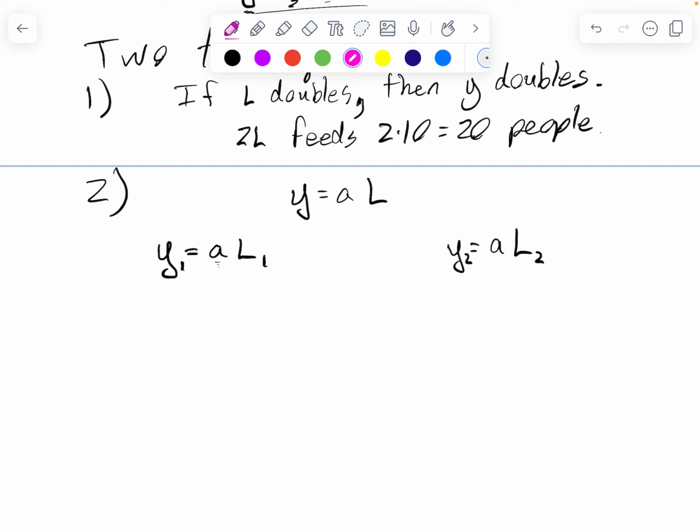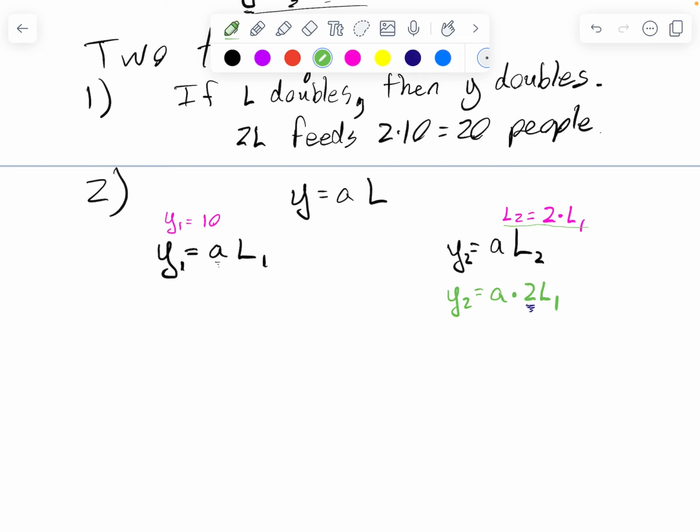We know that y1, the number of people from the original sandwich, is equal to 10, and we know that L2 is twice the original length of the sandwich, so we can write L2 is equal to 2 times L1. Next, we substitute that L2 is equal to 2 times L1 into our equation on the right, and then we're going to rearrange things a little bit so that we see that y2 is equal to 2 times A times L1.